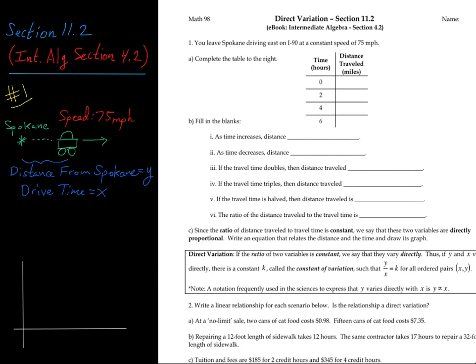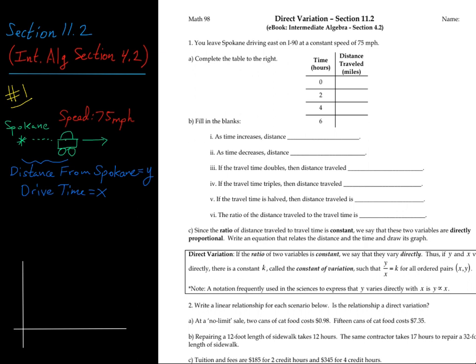All right, welcome to section 11.2. This is on direct variation, and we'll start with question number 1. It says, you leave Spokane driving east on I-90 at a constant speed of 75 miles per hour. And I've drawn a little figure over here to illustrate.